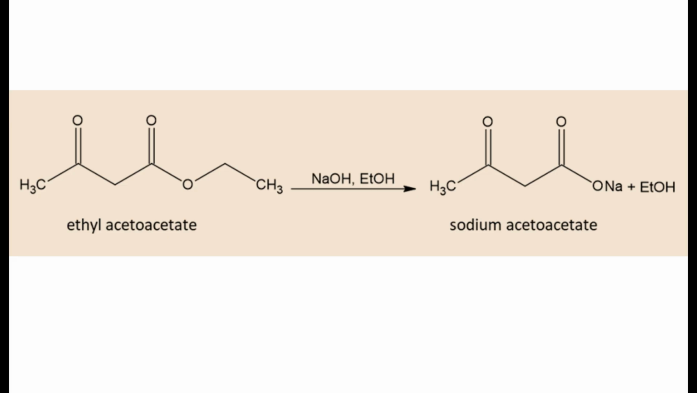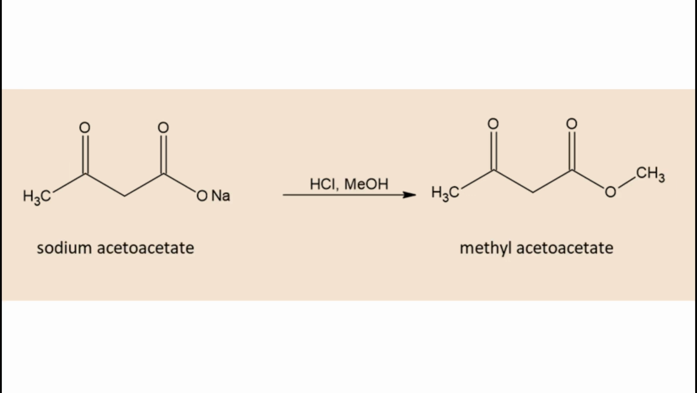The first step is to obtain the sodium salt of acetoacetic acid by hydrolysis of ethyl acetoacetate with sodium hydroxide. This sodium salt can be decomposed by dry gaseous hydrogen chloride into sodium chloride and acetoacetic acid, which reacts with methanol to form methyl acetoacetate.